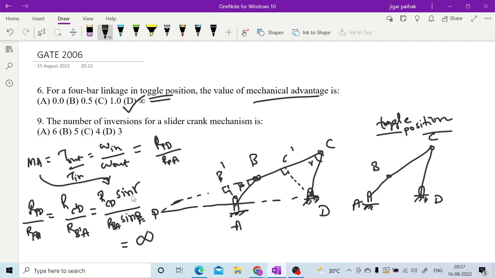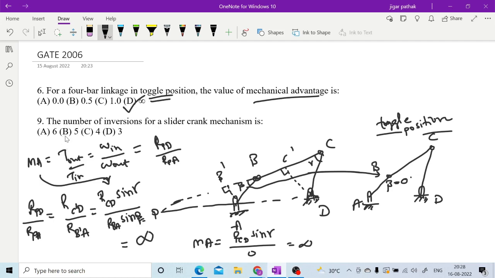Yes, after this, see what you have to do is you have to calculate your mechanical advantage in toggle position where this beta, right, this beta is actually becoming 0, you can say beta is becoming 0 degree. That is why this sine 0 is 0, right? And as sine 0 is 0, your mechanical advantage is nothing but that R C D sine gamma upon 0. Anything upon 0 will be infinity only. So for this also you will have your this mechanical advantage as infinity, right?